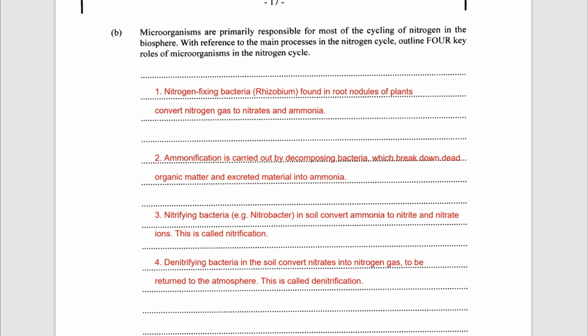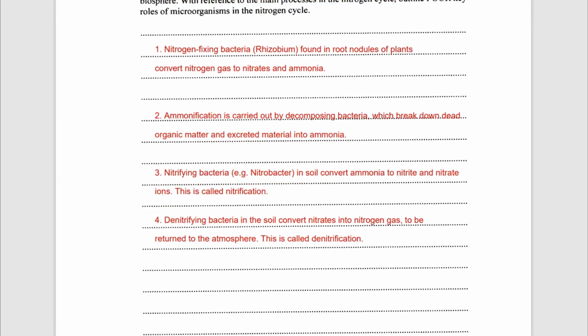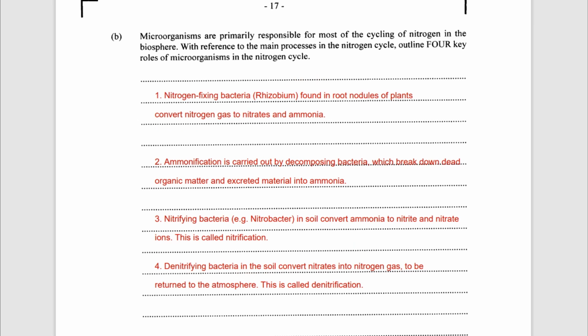Alright, so B, microorganisms are primarily responsible for the cycling of nitrogen in the biosphere. With reference to the main processes in the nitrogen cycle, outline 4 key roles of microorganisms in the nitrogen cycle. So there's a pretty basic one here, and I think it might be 4 marks, 5 marks. What you want to do is name the 4 types of bacteria and just give a basic overview of what each one does, just linking it back to the nitrogen cycle.